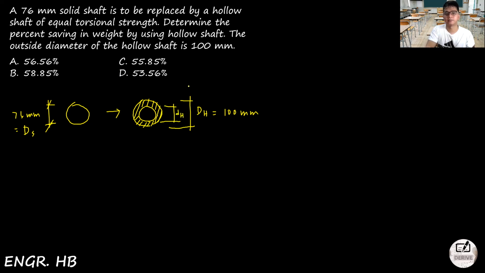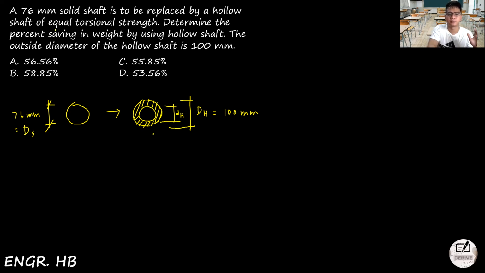So ang hinahanap is the percent saving in weight. Kasi nga, itong 76 mm na solid shaft ay pinalitan mo ng hollow shaft of equal torsional strength. Ngayon, hinahanap kung ilan percent yung natipid sa timbang by using hollow shaft. Then we all know na mas magaan to kasi nga mas butas. Ang problema, mas malaki yung outside niya, which is 100 mm. Okay? So, paano natin gagawin to?